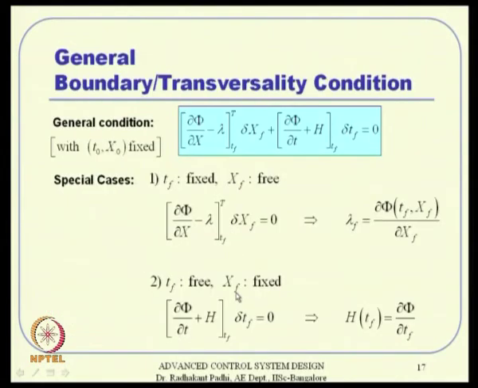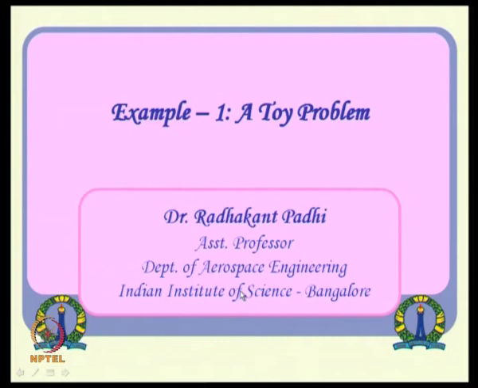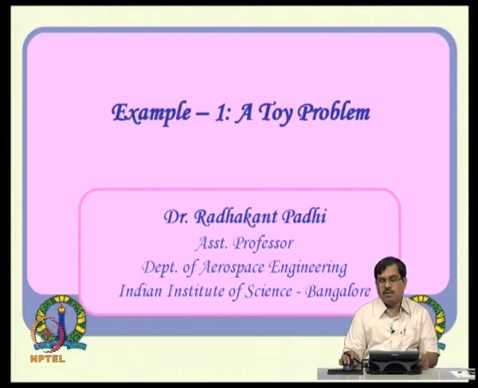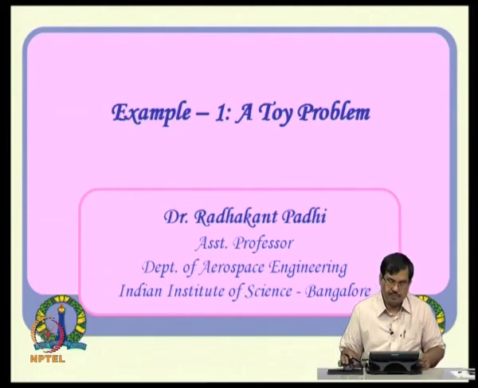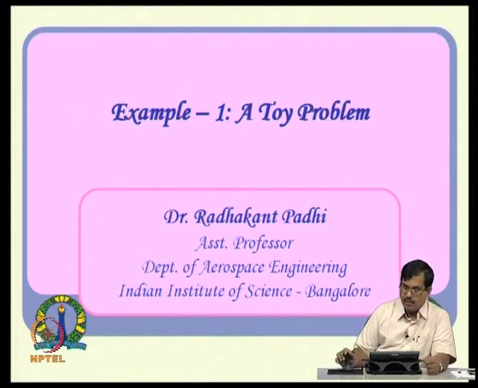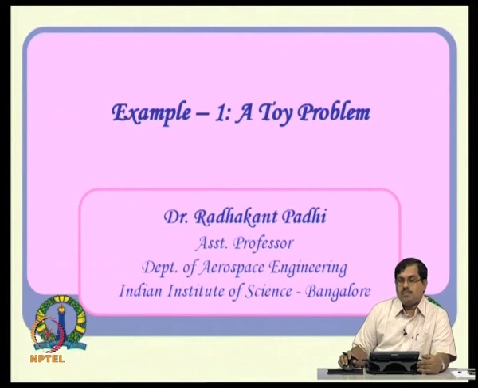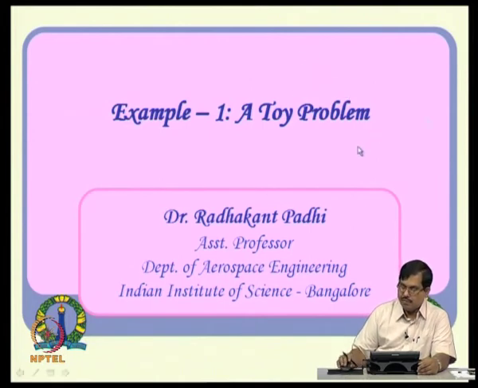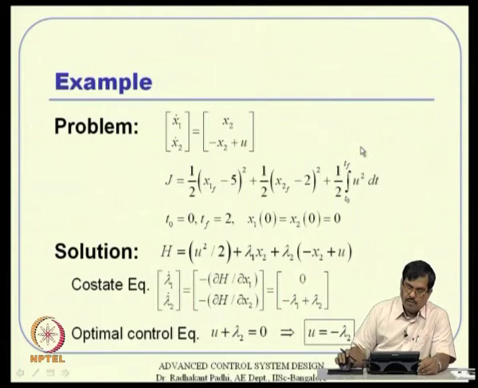Let us demonstrate our ideas using one or two example problems now. This will hopefully make our ideas clear. The first example is a small problem, a classroom demonstrative problem, which we typically call a toy problem also. So, the problem is like this: x1 dot is x2, and x2 dot is minus x2 plus u.